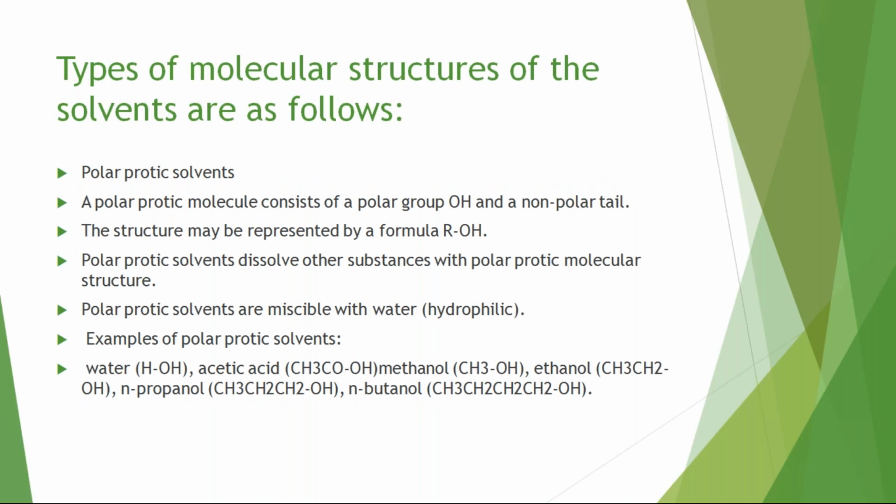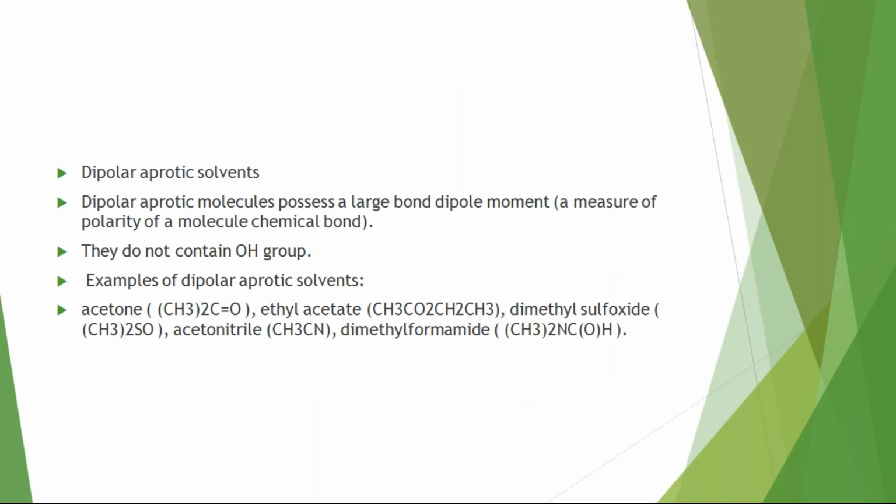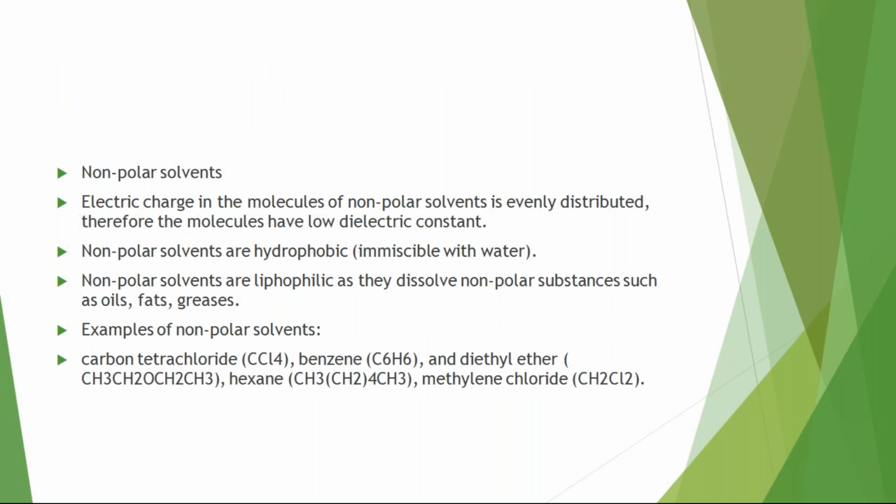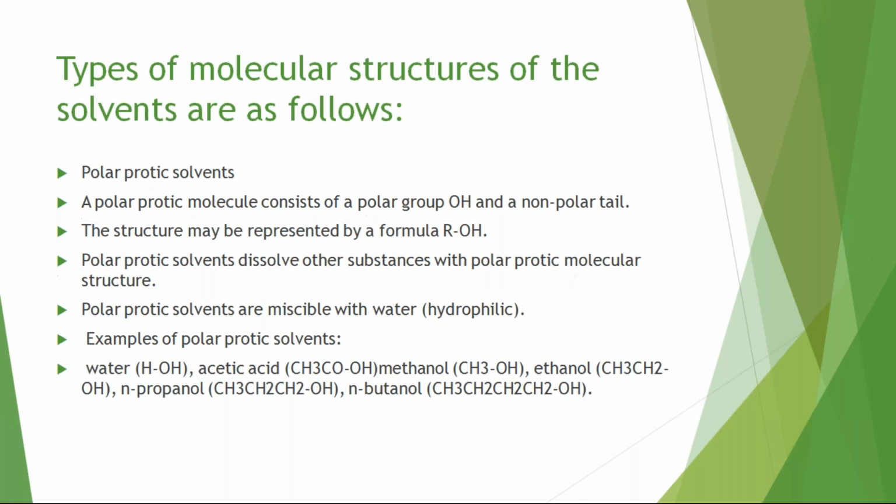So under molecular structure, the solvents are again classified as polar protic solvents, dipolar aprotic solvents, and non-polar solvents. These are the 3 types. First one is polar protic solvent. Polar protic solvent molecules consist of a polar hydroxyl group and a non-polar tail. So the structure may be represented by the formula ROH, where R is alkyl and OH is polar hydroxyl group.